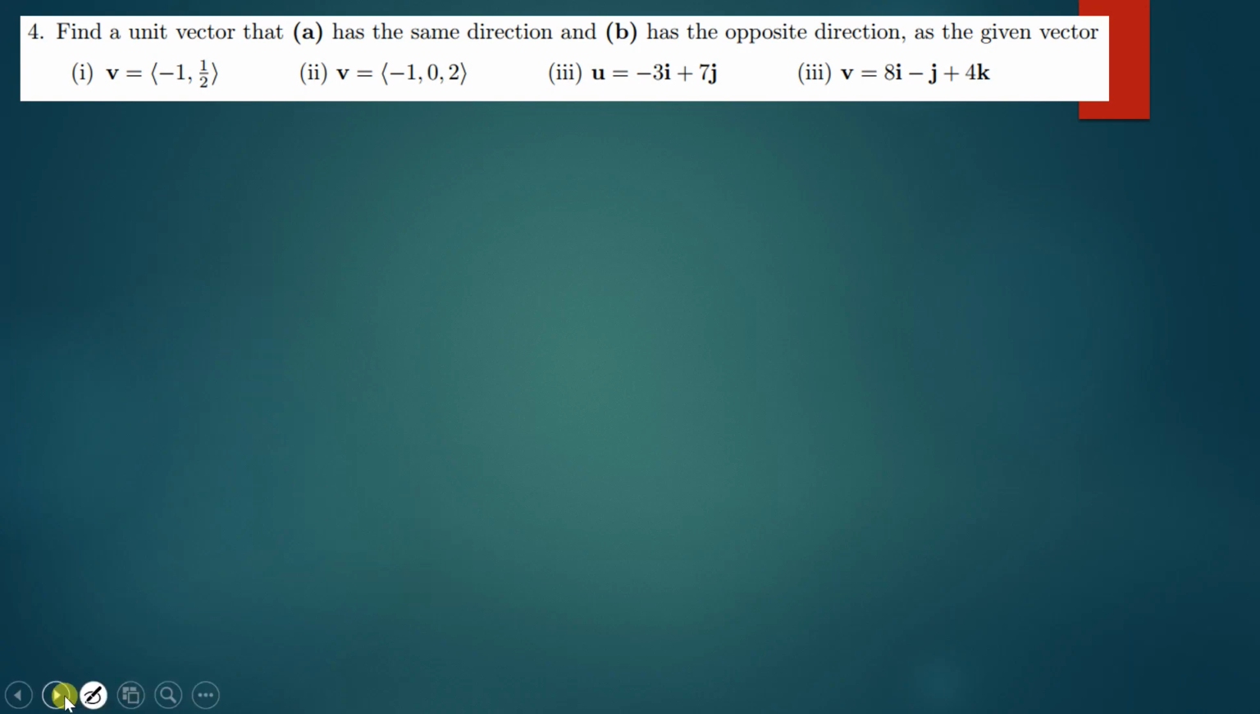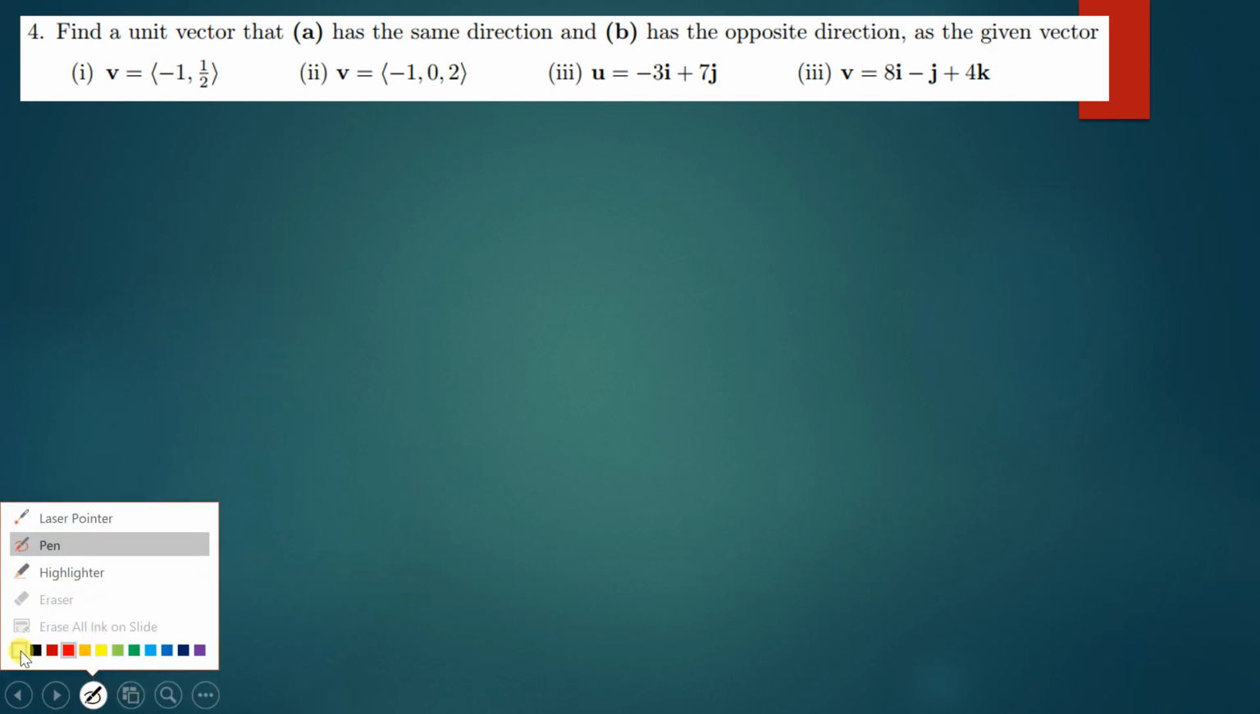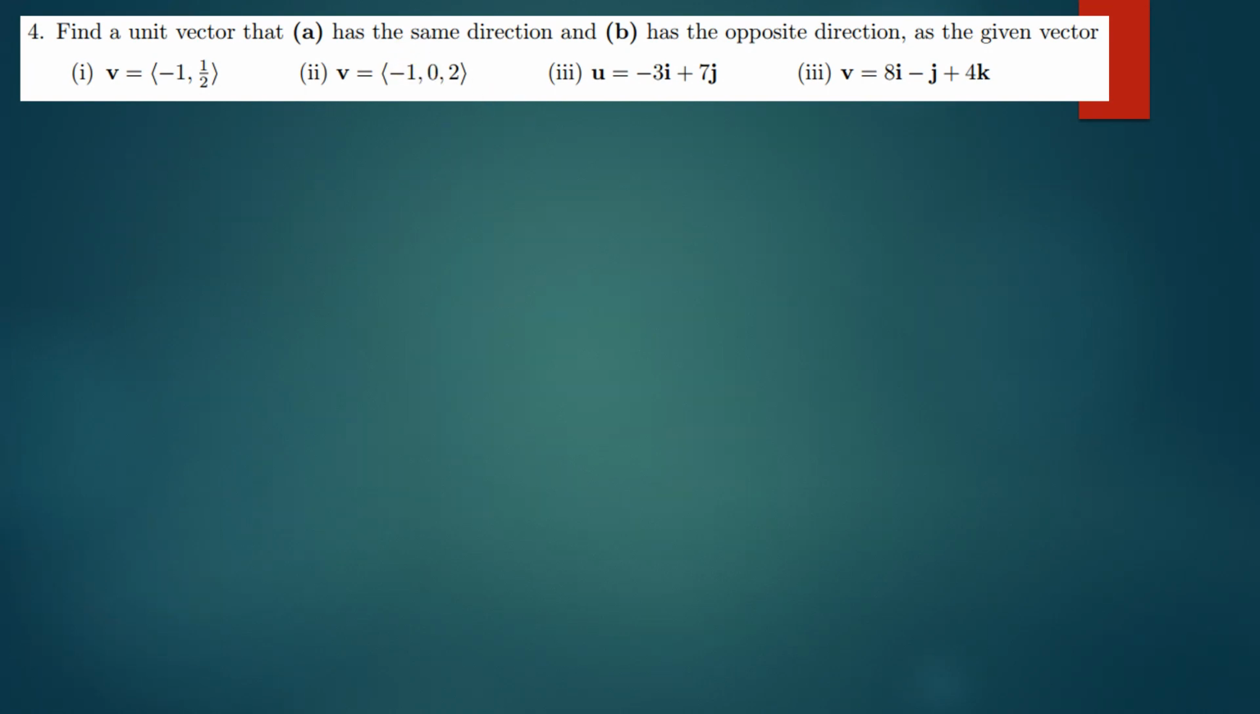We have this question which says, find the unit vector in the same direction as the given vector, and then part B says, in the opposite direction of the given vector. One thing you have to understand even before we begin to solve are these few points.